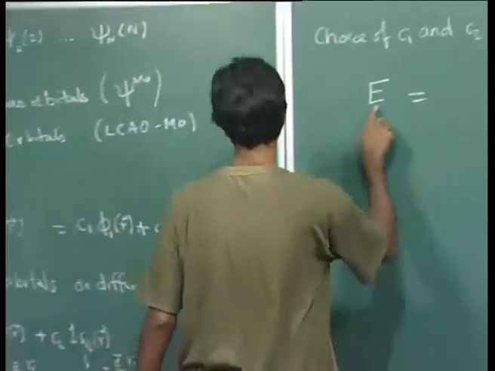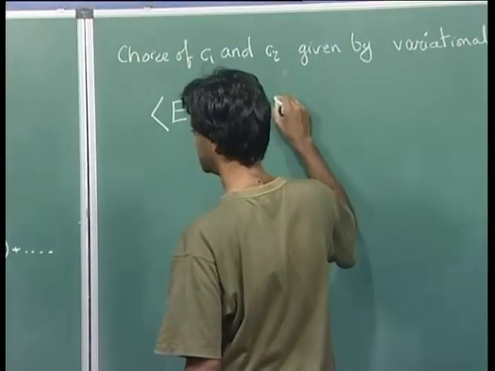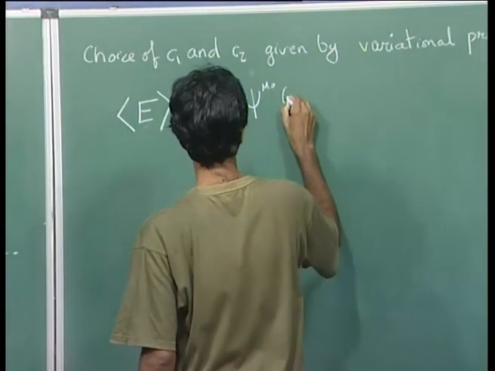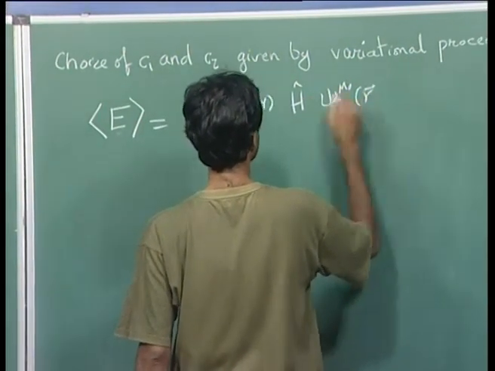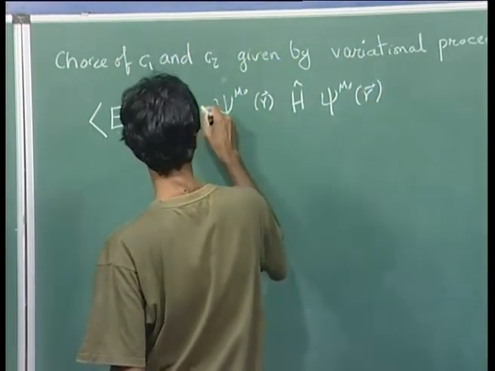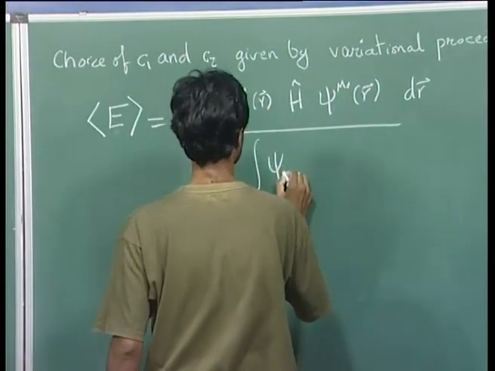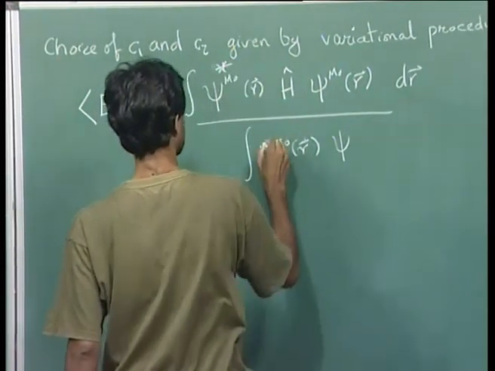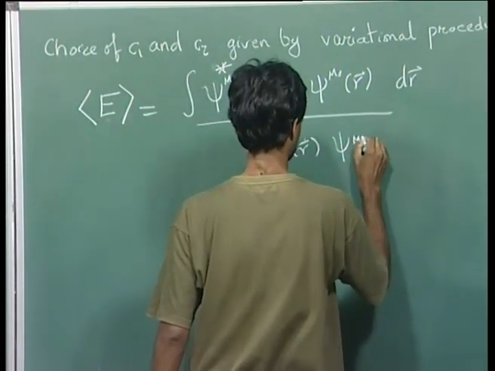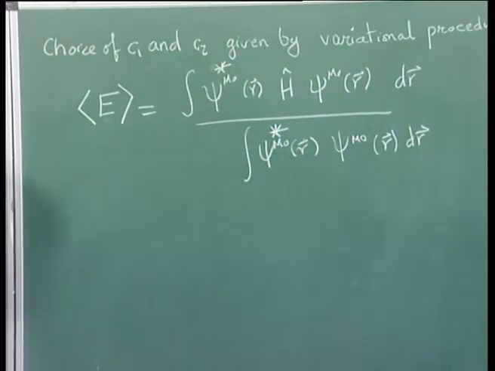Okay, and in fact you have to calculate the expectation value of energy. Okay, the expectation value of energy is given by the integral of psi MO star of R, Hamiltonian operator, psi MO of R, dr, divided by the integral of psi MO star of R psi MO of R. Okay, so this is the definition of the expectation value of energy, and so you go ahead and you calculate this.